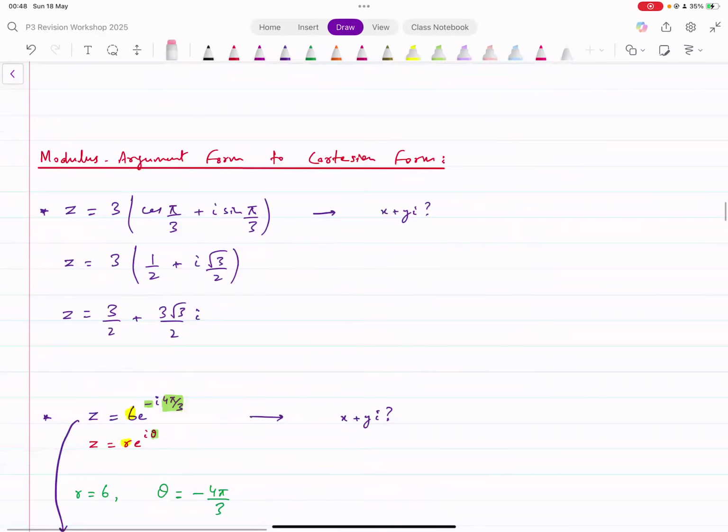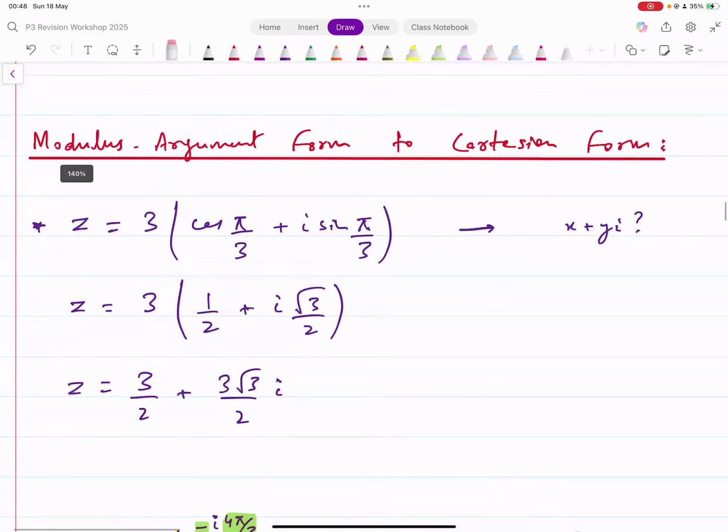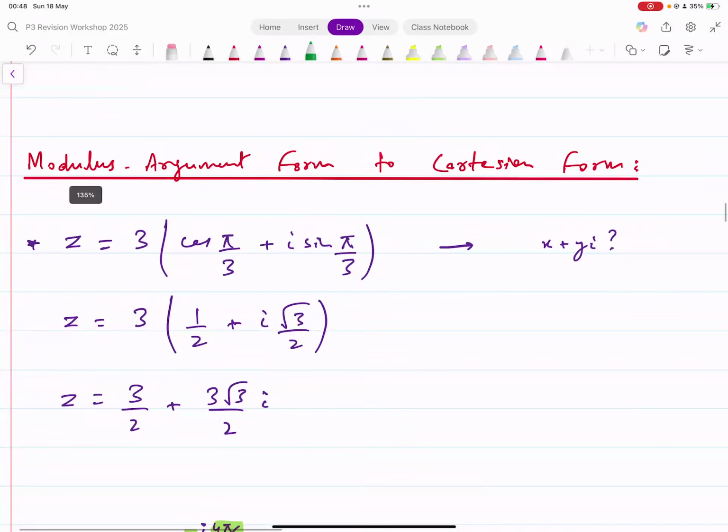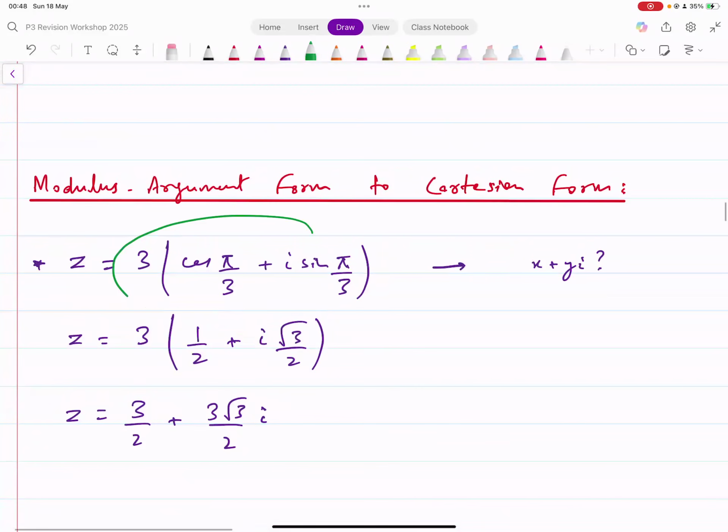How do you do the other way conversion? For example, if you have the modulus argument form given and you want to go back to the Cartesian form, if you have the cos and sine form like this, in order to go from this form to x plus y iota, you can just put this on your calculator. Put cos pi over 3 in your calculator, and that will give you 1 over 2. Put sine pi over 3 in your calculator, that will give you under root 3 over 2. And then just simplify this and you get the result, right?